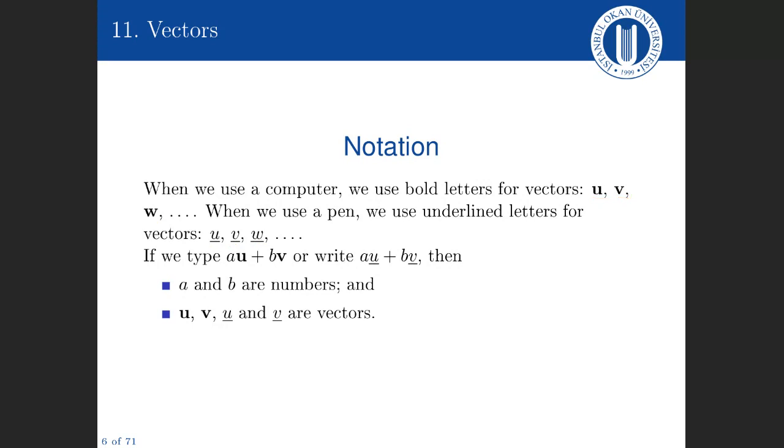So for example, if when I'm typing, I write aU plus bV, U and V are in bold, so we can immediately say U and V are vectors. a and b are not in bold, so a and b must be numbers. Or if I write using a pen, or if you write your exam answers, a underlined U plus b underlined V, again, U and V are underlined, so U and V must be the vectors. a and b are not underlined, so a and b are numbers.